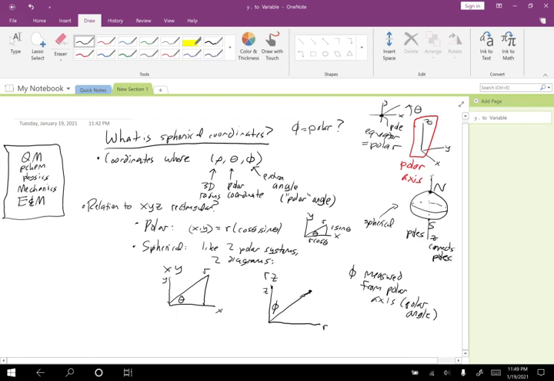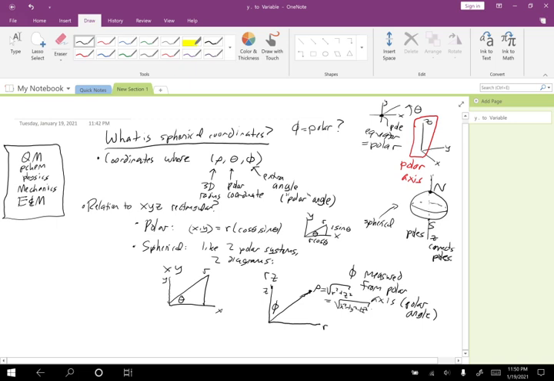So here's phi, and again, we had r, so now we need a radius rho. Rho will then be the square root of r squared plus z squared. It's also just x squared plus y squared plus z squared.